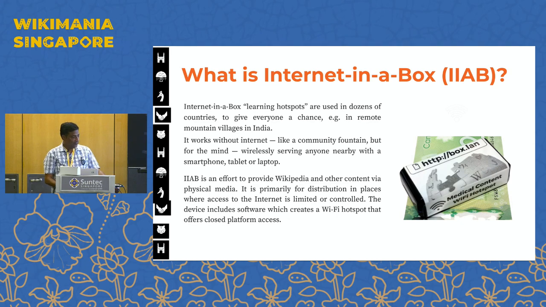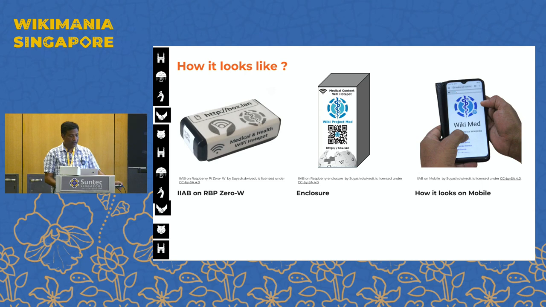So I think this slide is already covered, what is Internet in a Box. So I am skipping. The first image you can see is already there. The second one is a little bigger, with the enclosure where we can put it into public places. And the third slide is how it looks on your mobile screen.